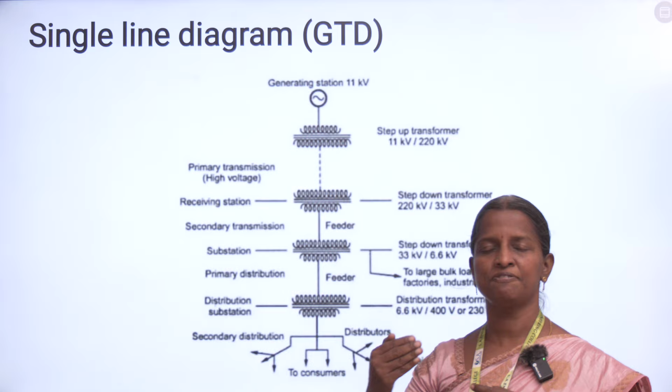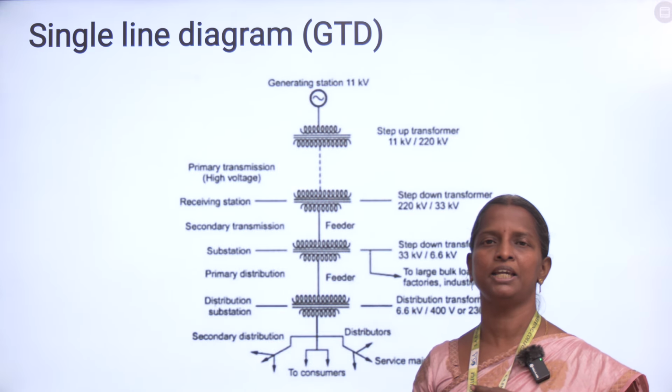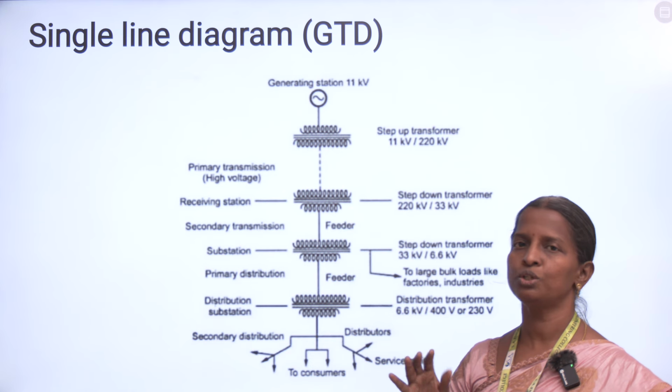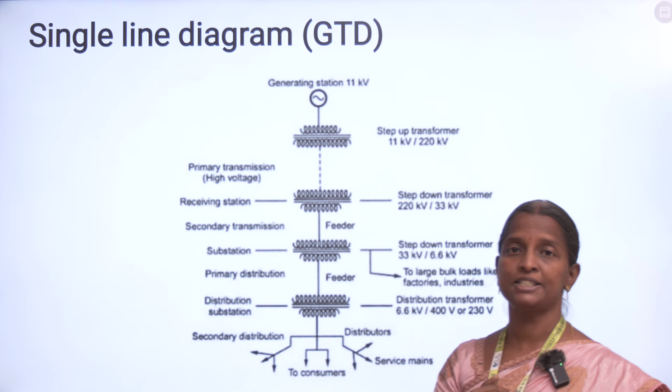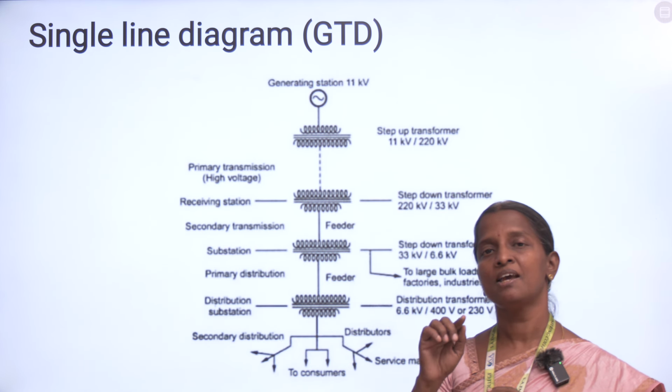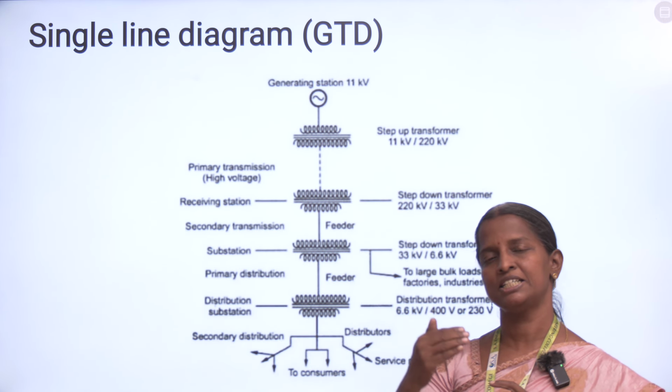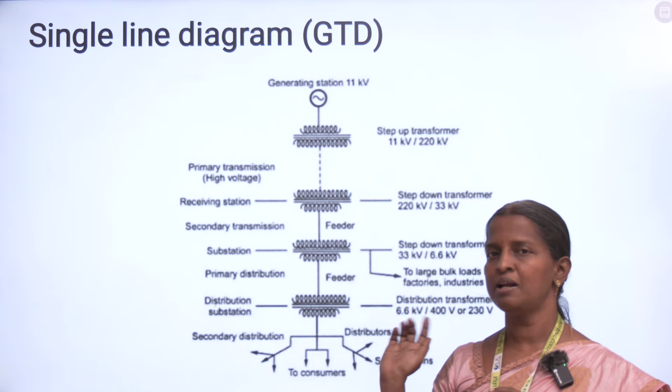So flux density means flux by area, current density means current by area. So these are the general things. There will be a flux density, represented by the letter B, and the unit is Weber per meter square, that is, flux density is flux by area, Weber per meter square.